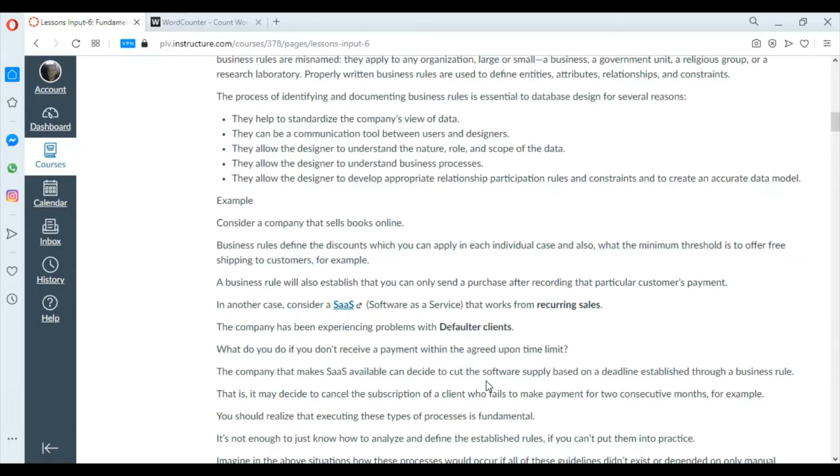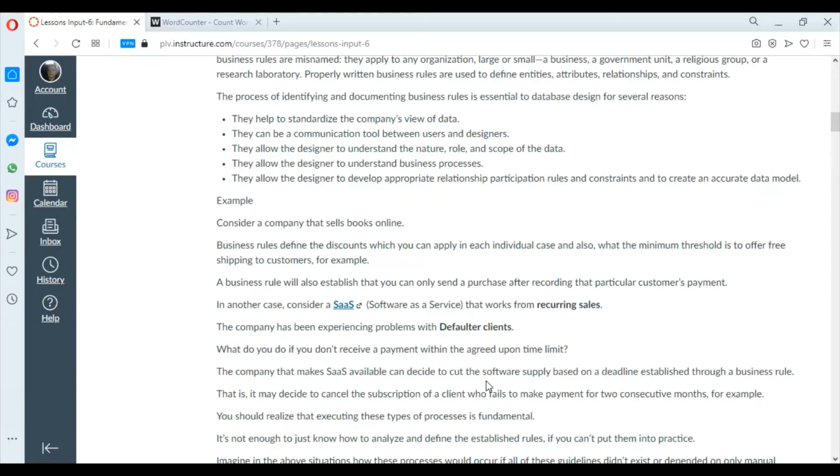The company has been experiencing problems with defaulter clients. What do you do if you don't receive a payment within the agreed upon time limit? The company that makes software as service available can decide to cut the software supply based on a deadline established through a business rule. That is, it may decide to cancel the subscription of a client who fails to make payment for 2 consecutive months, for example.